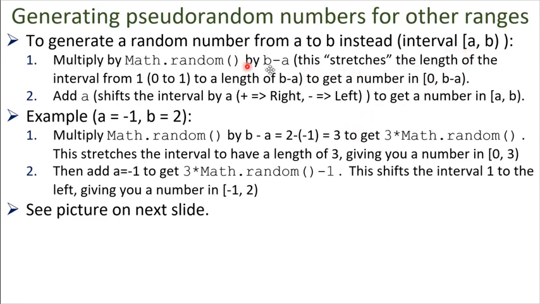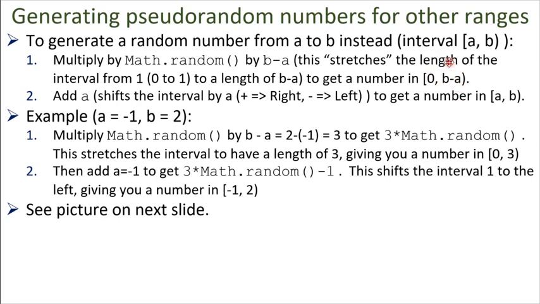But what you do is you take Math.random and you multiply it by B minus A. Right? So what this is going to correspond to is stretching what you have initially. Math.random is producing a number from 0 to 1. So you have something that's of length 1, and by multiplying it by B minus A, you're going to get something that now has a length of B minus A, and this is going to be a random number from 0 to B minus A, right?